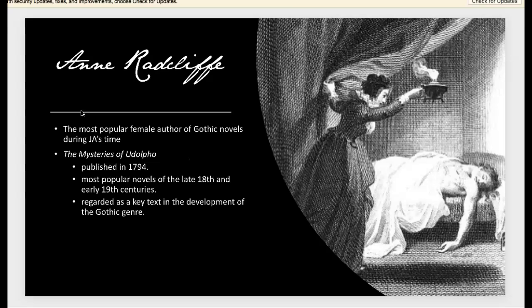Anne Radcliffe is the most popular female author of Gothic novels during Jane Austen's time. The Mysteries of Udolpho is the book that Catherine is reading and is so obsessed with in Northanger Abbey, and it influences the way that she views the world around her. It was published in 1794, it was one of the most popular novels of the late 18th and early 19th century, and it is regarded as a key text in the development of the Gothic genre. So this week you'll be reading excerpts and a summary of The Mysteries of Udolpho.